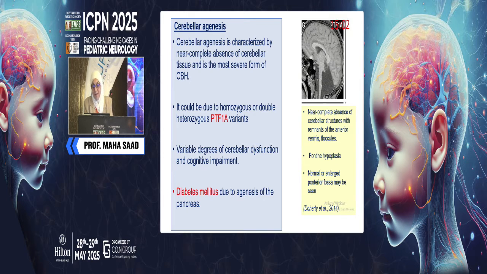Actually, this is from the paper, because I did meet a patient like this. It is the PTF1A gene: total agenesis of the cerebellum associated with diabetes mellitus due to agenesis of the pancreas. This is total agenesis of the cerebellum, with the gene also incriminated in pancreatic agenesis only.